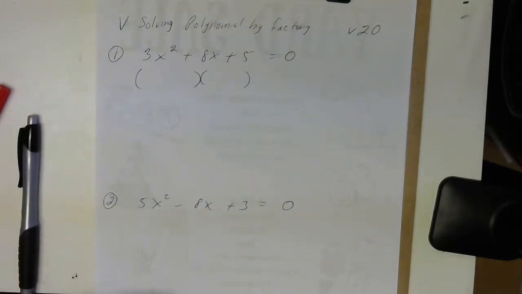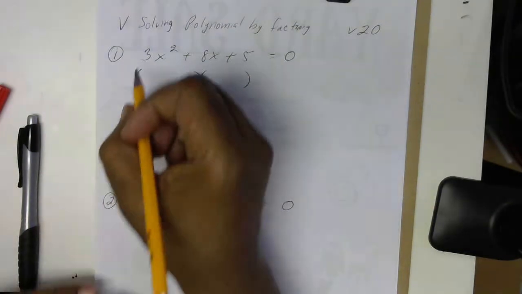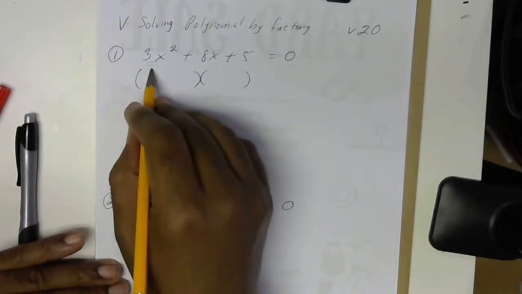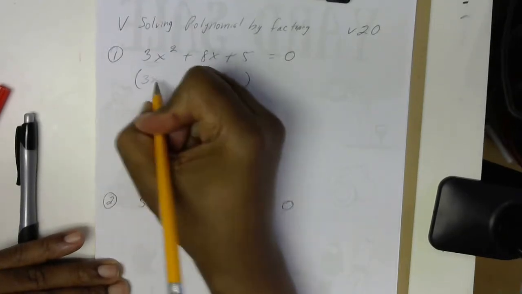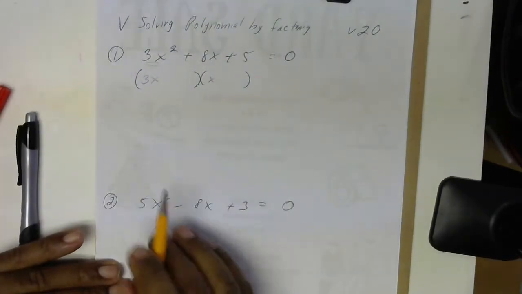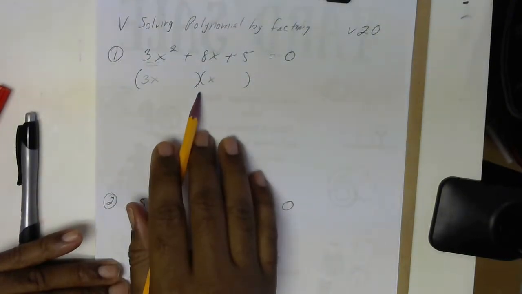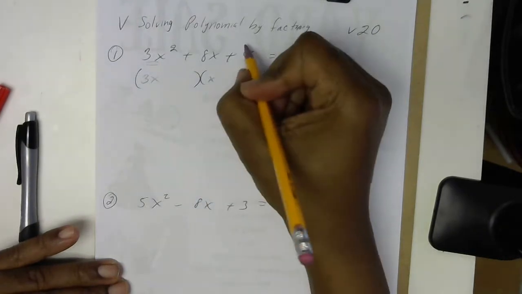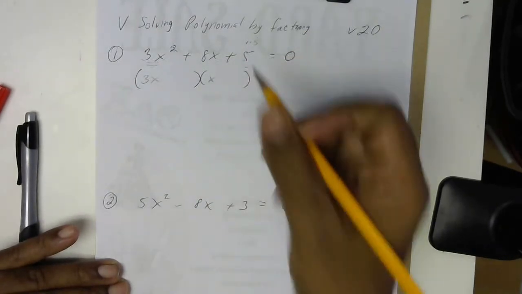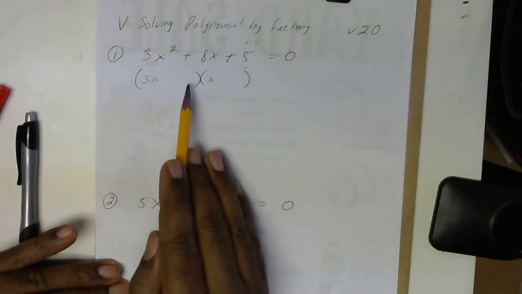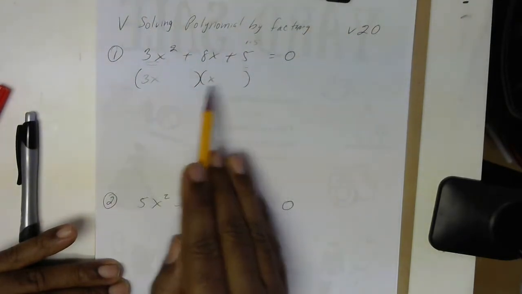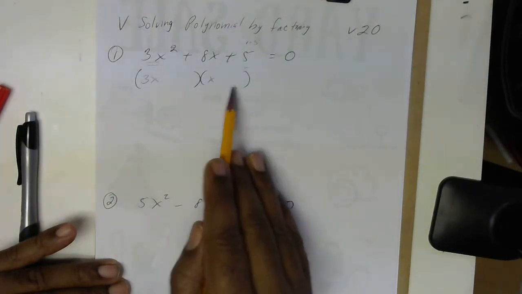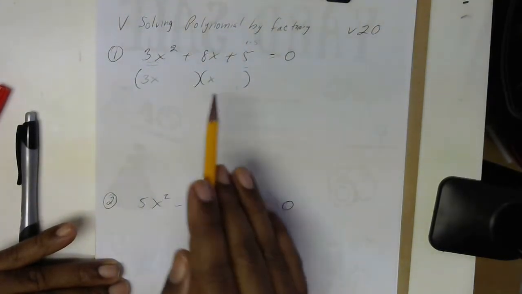Okay, so we'll start off with 3x squared. And I want to say the 3x squared used to be a 3x here times an x here. Now we're going to go to the other side, the 5. Now, 5 used to be a 1 times 5. The thing is, I don't know if it was a 1 here and a 5 there, or a 5 there and a 1 there. So let me try a 1 and a 5 first, and if that doesn't work, I will try a 5 and then a 1.